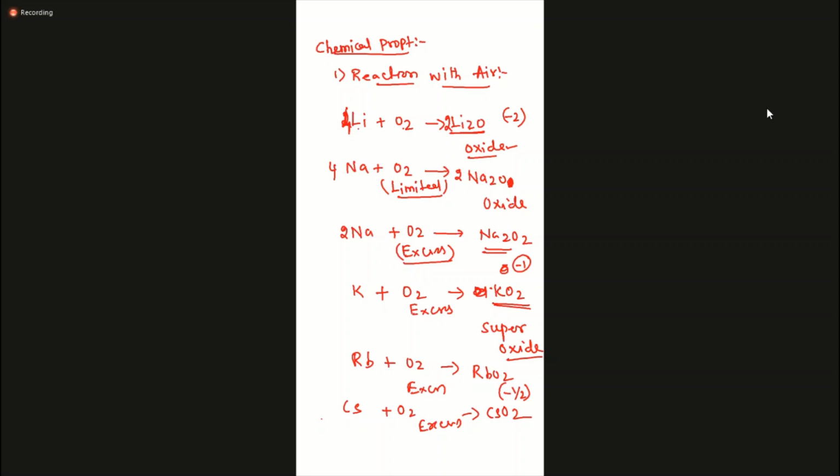Lithium will form only oxide. Sodium will form oxide and peroxide. But potassium, rubidium, cesium will form three types: oxide, peroxide, superoxide, but mainly superoxide. What is the formula for superoxide? KO2, RbO2, and CsO2. Those are called superoxides. Wherever oxide is there, oxygen oxidation state is -2. Wherever peroxide is there, it is -1. Where superoxide is there, it is -1/2. Is it clear?